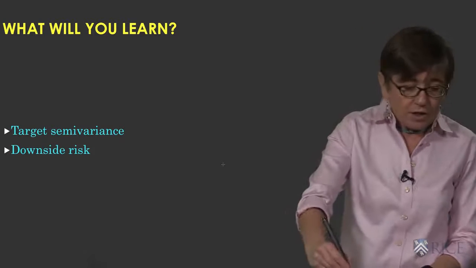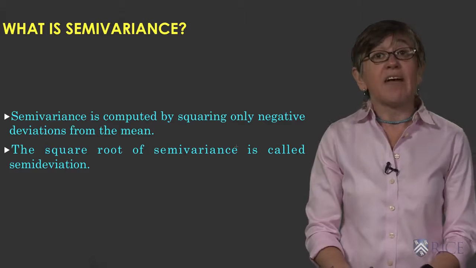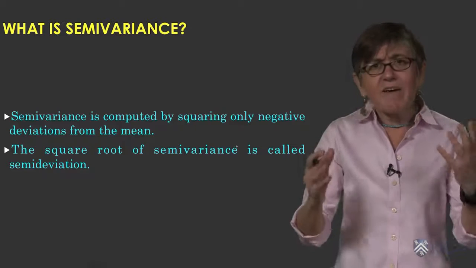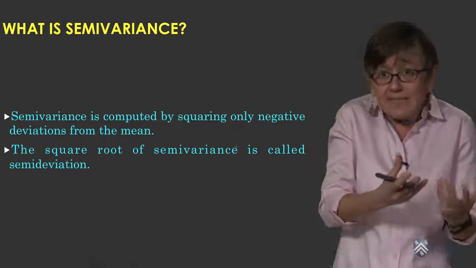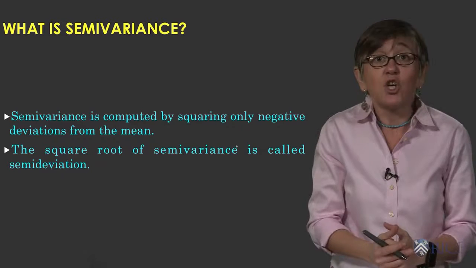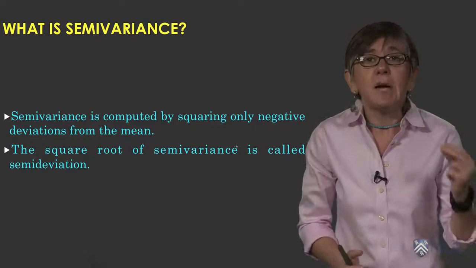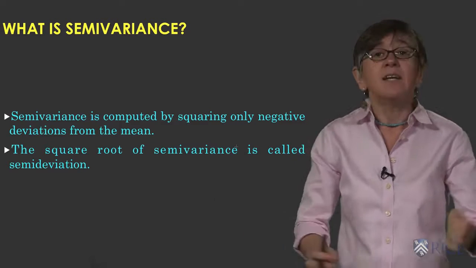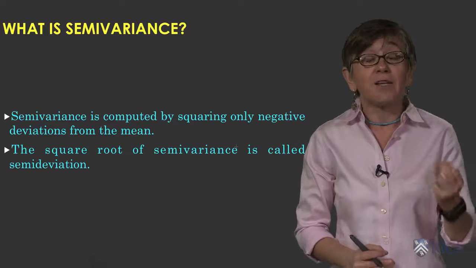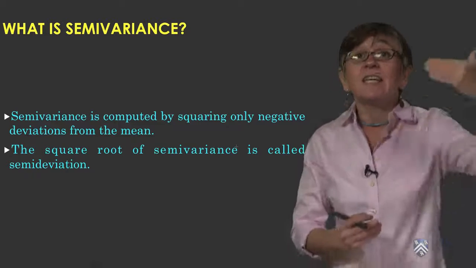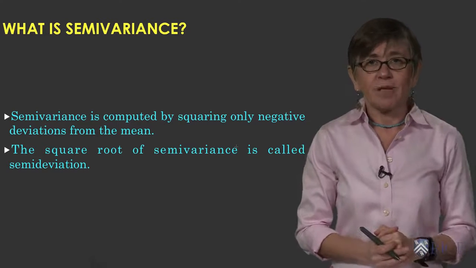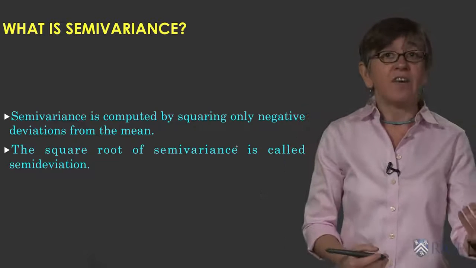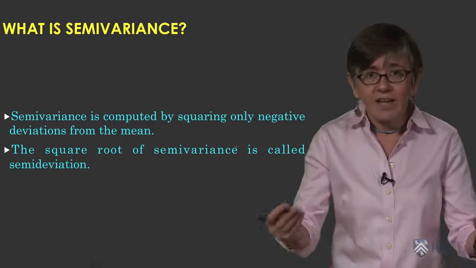All right. So what is semi-variance? Well, semi-variance is really very similar to what you know as variance, except that instead of squaring all deviations from the mean, semi-variance is computed by squaring only the negative deviations from the mean. And the square root of semi-variance is called semi-deviation.